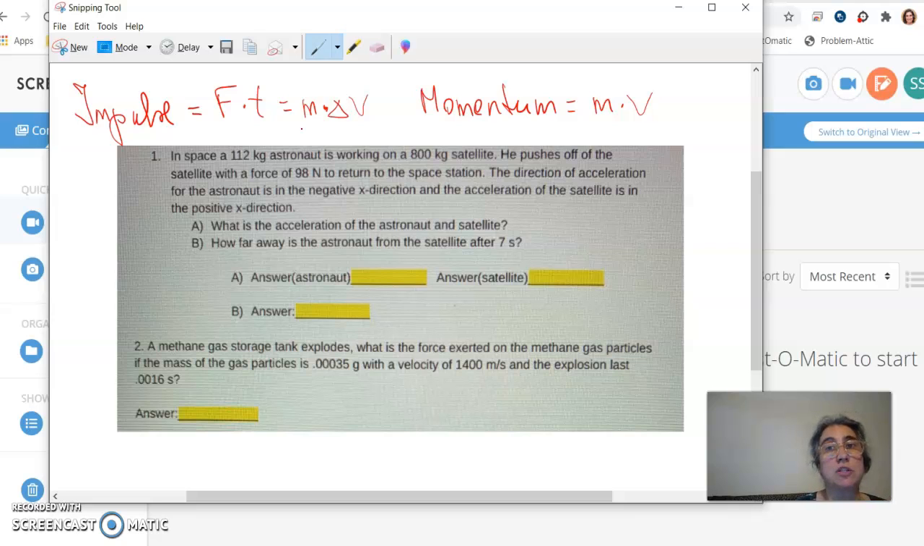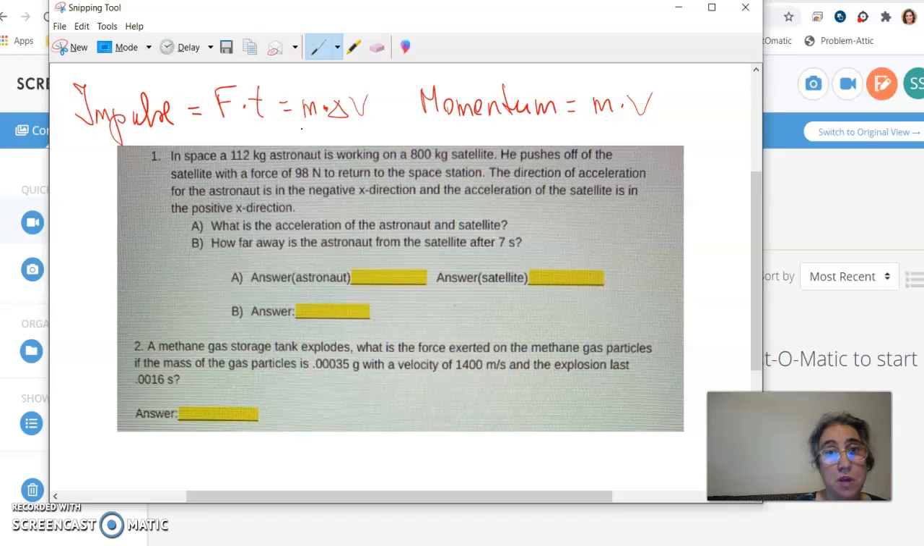Now, this is different than the momentum formula. Again, the momentum formula is only the mass times the velocity. So if you notice the difference between these two formulas, the impulse is actually the difference in momentums, because it is dealing with momentum in time.